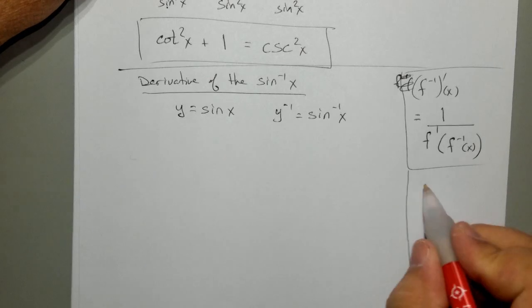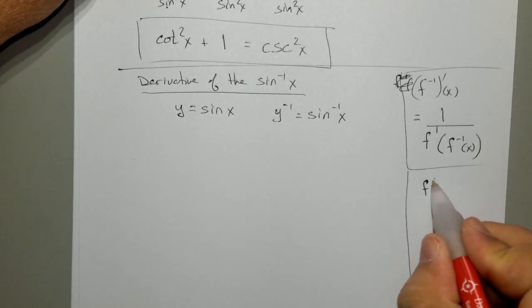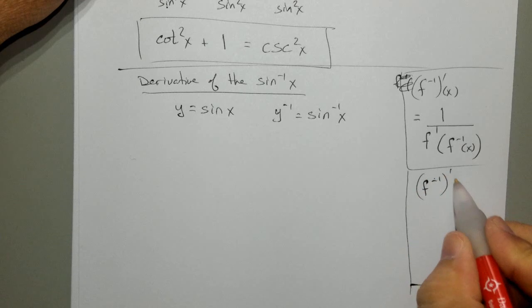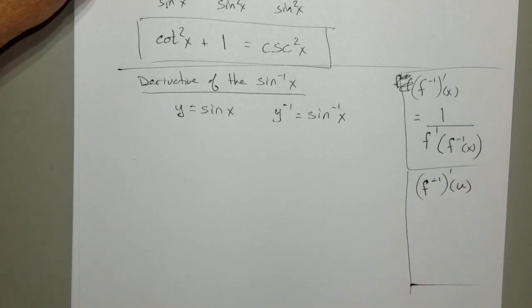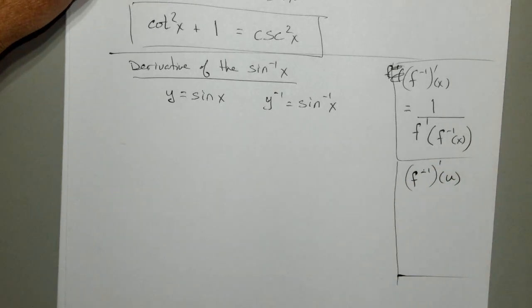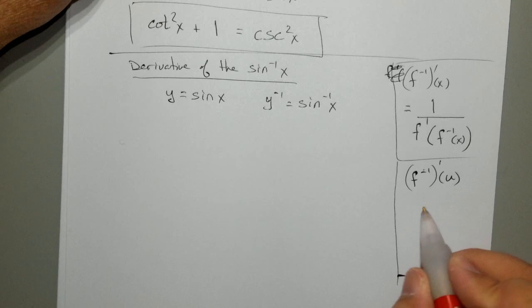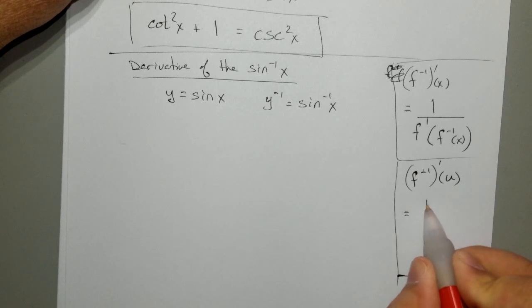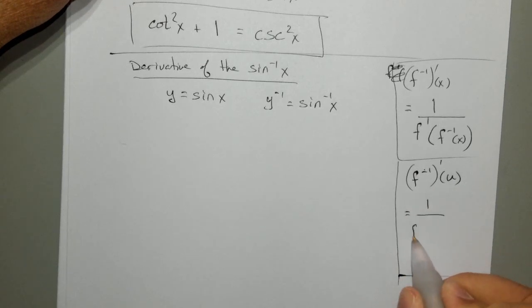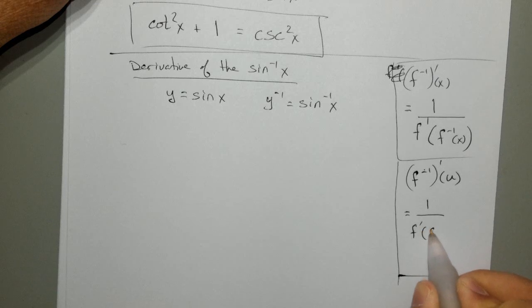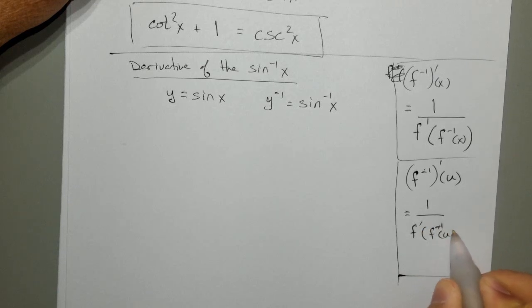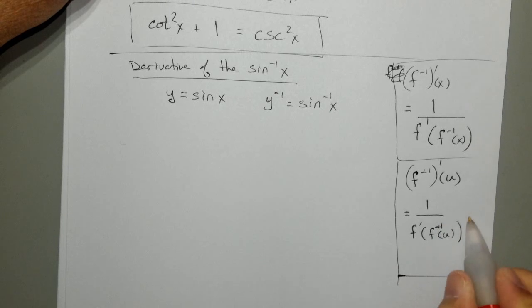We could take it further. What if we have a composite function? The derivative of the inverse of f of u is equal to 1 over the derivative of f, with f inverse of u inside, times du dx.